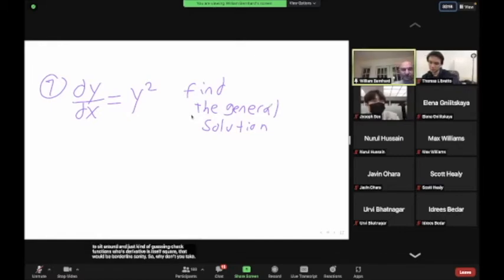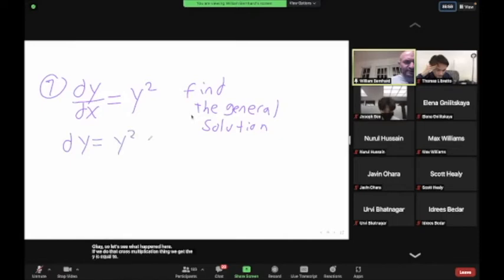So why don't you take a moment here and see if you can follow the process of separating variables to see if you can get the solution. Okay, so let's see what happened here. If we do that cross multiplication thing, we get dy is equal to y squared dx.